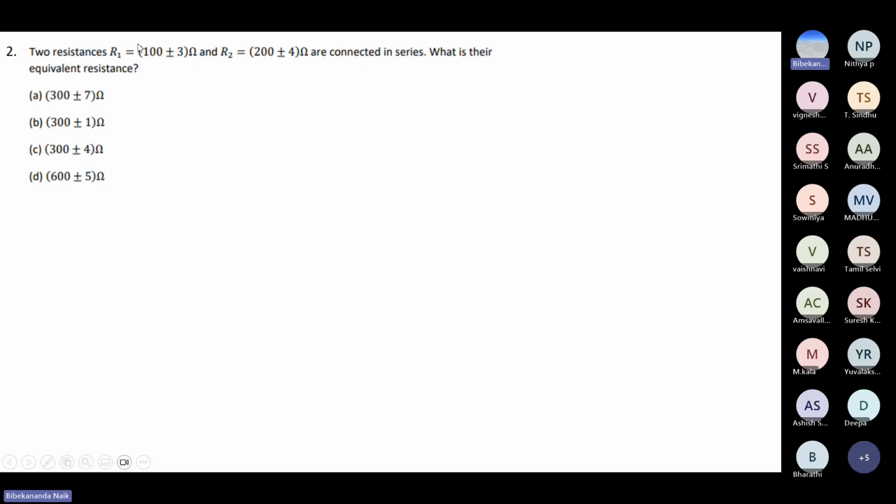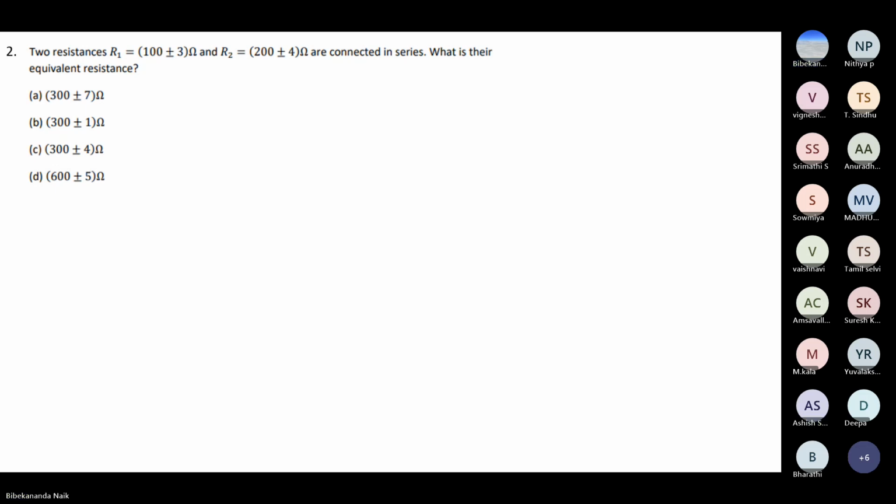We need to calculate these two values. Here the mean value or exact value can be determined. So here 100 is the true value and this is its variation. After you connect it in series, the combination will also act as a resistor and it will have some true value and some variation. So the answers are represented in these ways. So tell me what will be the answer. Can anyone tell me? It is quite easy.